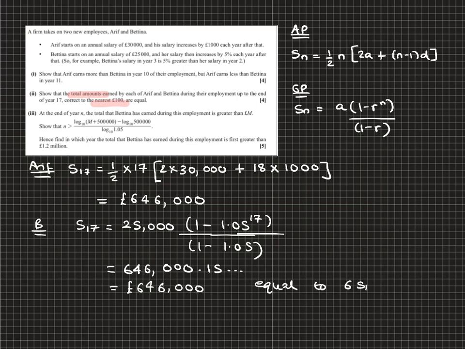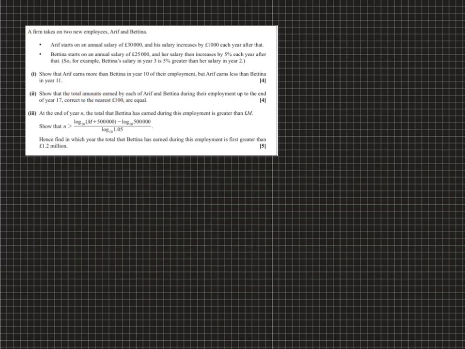Let's say to 6 sig figs. Part 3. At the end of year n, the total that Bettina has earned during this employment is greater than m. Show that we get this result over here. So we've been here before. This is one of those questions where we've got to show that the total can be written in this logarithmic format. So let's do that.